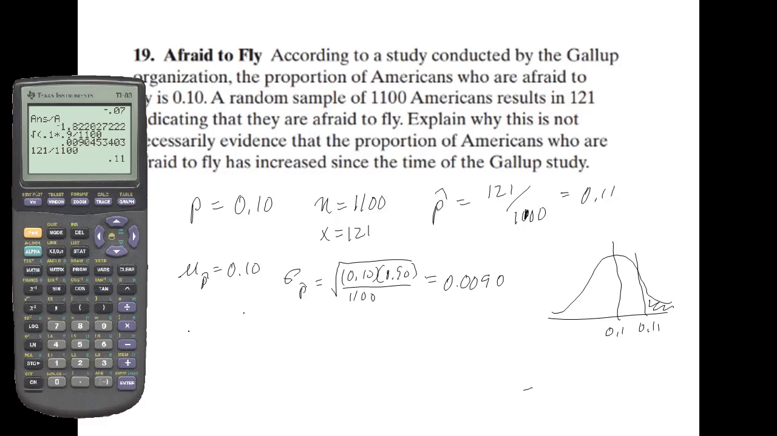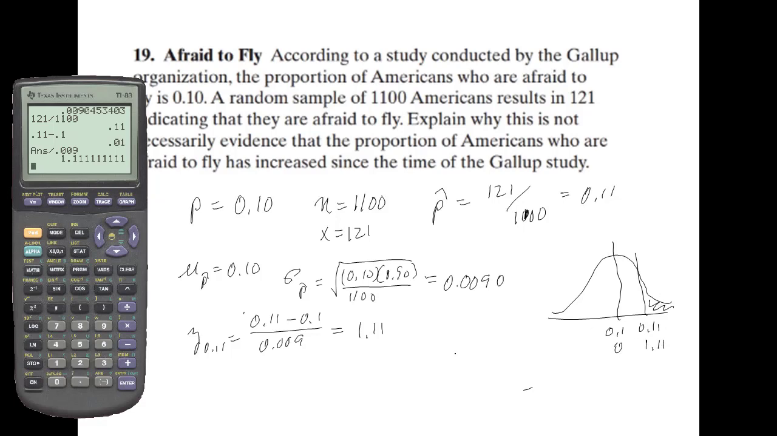So, z of 0.11 is equal to 0.11 minus 0.1, all divided by 0.009. And I'm just going to type that in there. So 0.11 minus 0.1 divided by 0.009. So that's equal to 1.11. And so making sure I got that right. Okay, that's it. So that means this is 0, and this is 1.11.